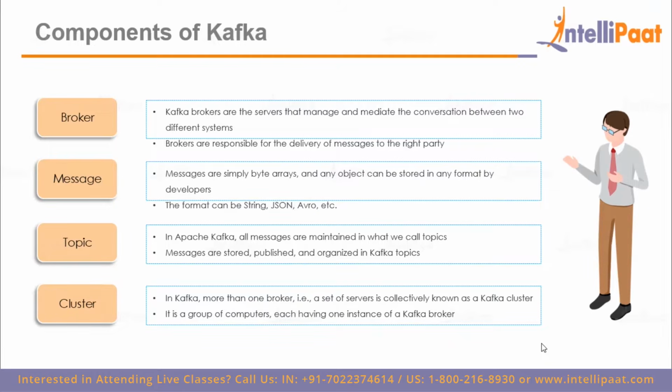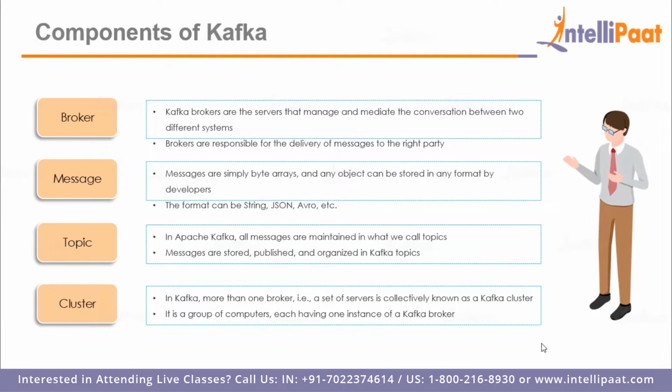Right? Now we'll understand what exactly is a topic. So in Apache Kafka, all the messages are maintained in what we call topics. So consider it like this. So let's say there's this huge organization and there is data related to different things. So there could be data related to sales, there could be data related to accounts, there could be data related to technology, and there also could be data related to analytics. Now, all of these could be different topics.